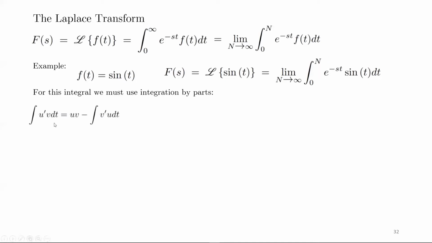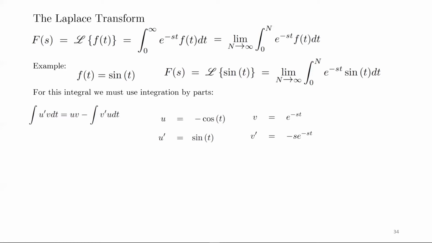Okay, so let's write down the integration by parts formula. The integral of u prime times v dt equals uv minus the integral of v prime times u dt. So in our case, let's write down our u prime, v and v prime. Let's take u prime to be sine of t, the second term here. Let's take v to be the exponential part here, and then let's integrate sine to get u. Let's differentiate this exponential to get v prime. If I do that, I get u is equal to negative cosine, and v prime is equal to negative s times e to the minus st.